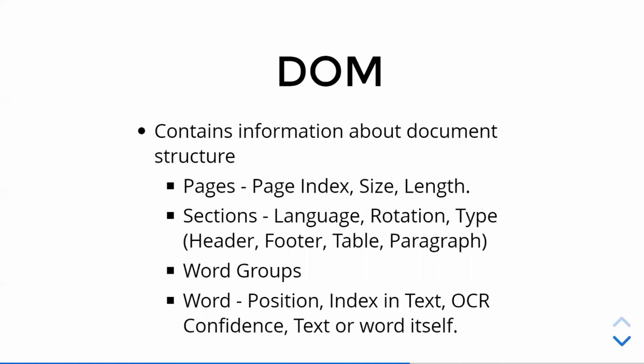Okay, now before running this workflow, let's talk about document object model and what it exactly contains. Document object model essentially contains the information about the structure of your document. It contains pages, and in pages it contains the page index, the size of that page, and the length of that page. It also contains sections, word groups, word positions, and where that particular word exists within the document. You can compare DOM to an HTML DOM, and it has the entire structure of that document: the header, the footer, where a table exists, where a paragraph exists. This data will be used by some other activities that we are going to discuss today in order to do their processing. So this is DOM.